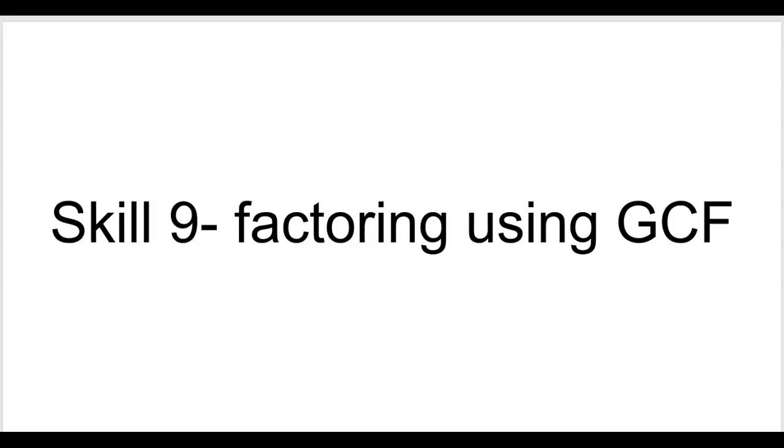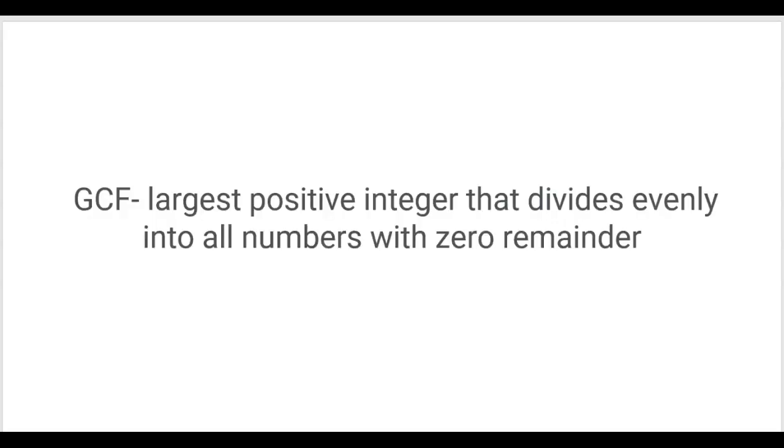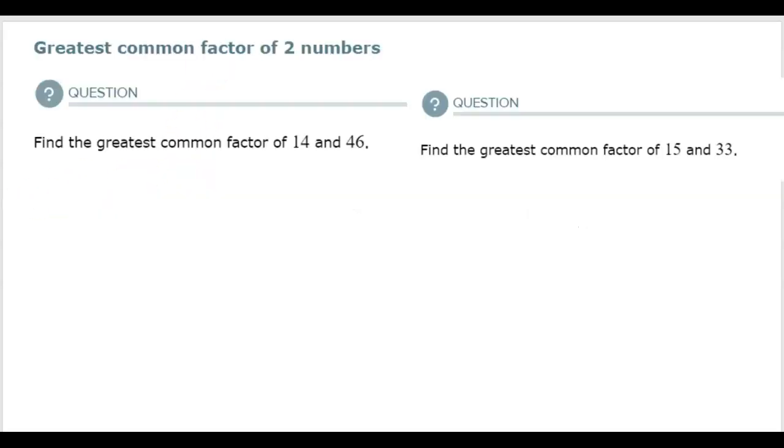So we're going to start this by recognizing that a greatest common factor, or a GCF, is the largest positive integer that divides evenly into all numbers with zero remainder. So let's go ahead and start practicing that on this slide.